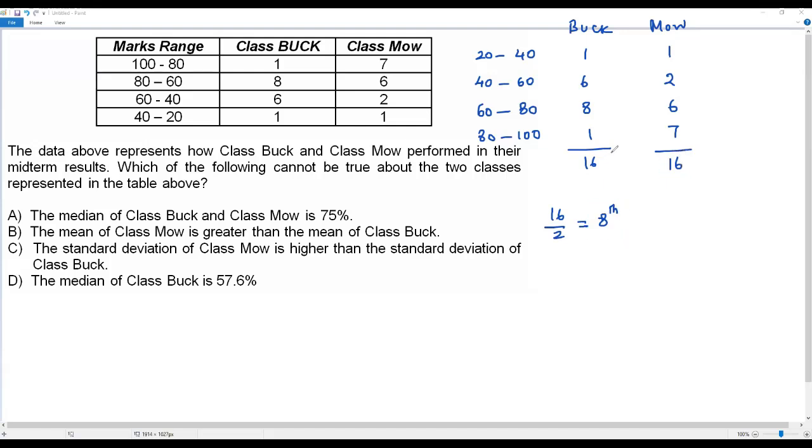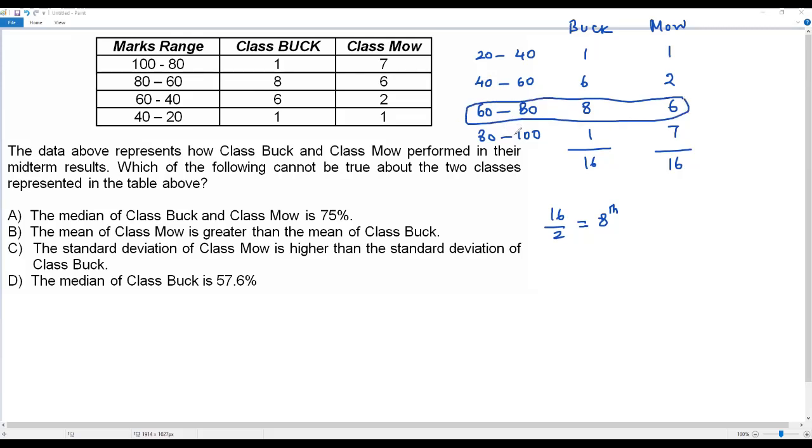So we have to identify the classification where we have the 8th frequency. We have the first 3 frequencies in the first two classifications, 20 to 40 and 40 to 60. The next 6 frequencies we have in the classification 60 to 80. So in all, we have 9 frequencies over here. The first 3 frequencies are over here, so the 8th frequency must be in this classification, the same classification, 60 to 80.